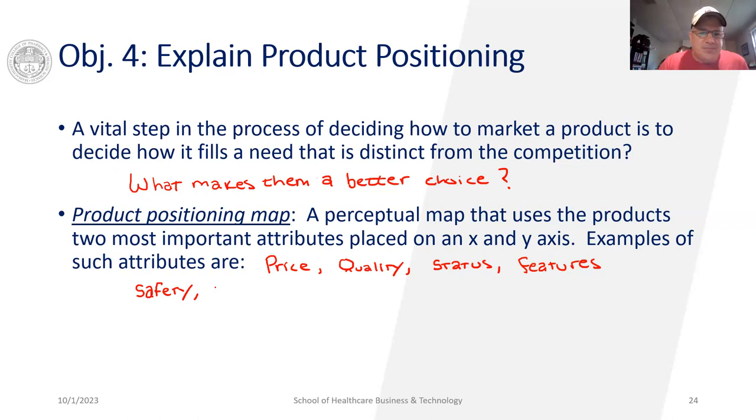Or perhaps it's reliability. You can see we can go on and we can start to identify those attributes of our service or product that we want to compete on. And we may make multiple position maps. So a product position map is really just a tool we use to help determine how we want to position our product or service.